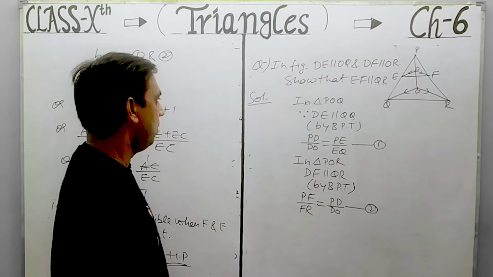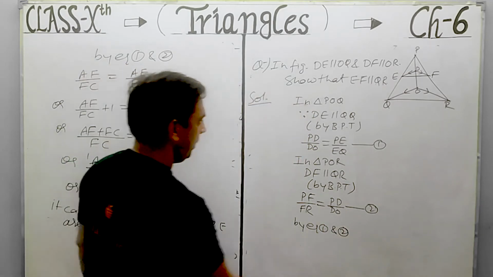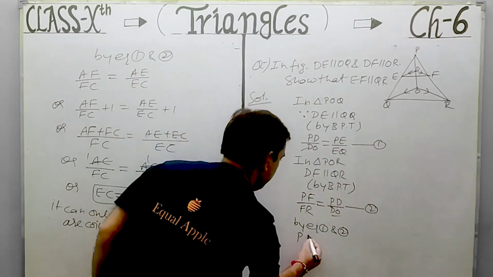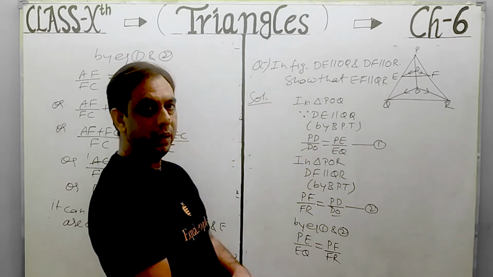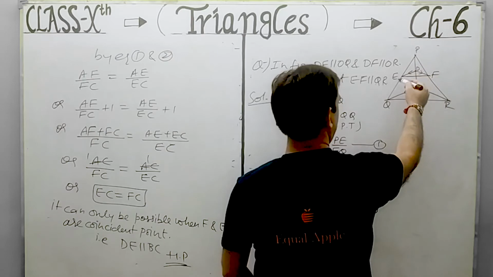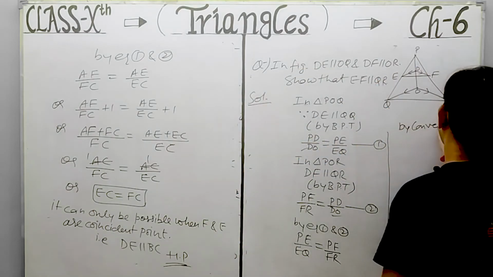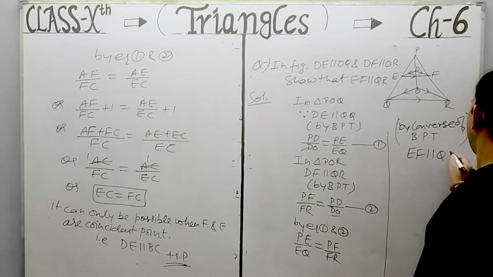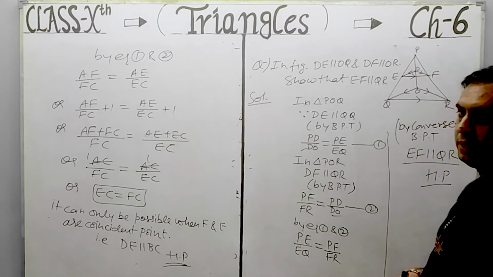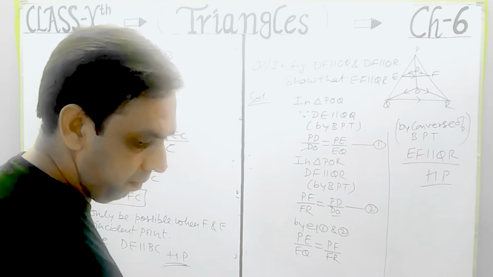This is equation 2. Now, by equations first and second, we can see PD upon DO are equal. So that's why PE upon EQ equals PF upon FR. So here you can see PF upon FR equals PE upon EQ. So by converse of BPT, what you can say, if the ratios are equal, then the line will be parallel. Then EF is parallel to QR. So this is the question which is based on the converse of BPT theorem, right? Now we will come to the next type of theorem.